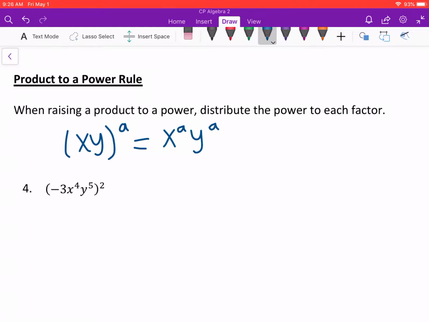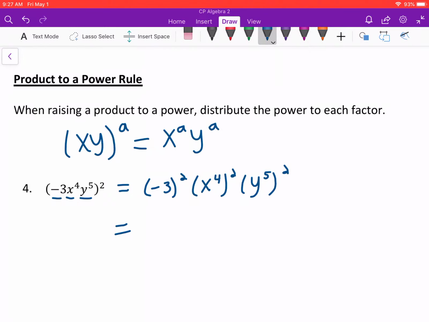So in our example below here, we have negative 3, x to the 4th, y to the 5th. That whole thing is squared. So that means I have to distribute that square to each of these factors. So I'm going to have negative 3 squared, x to the 4th squared, and y to the 5th squared. So that negative 3, x to the 4th, and y to the 5th, those each got squared.